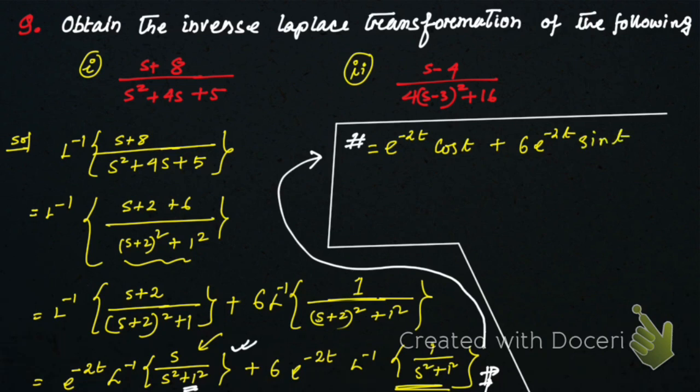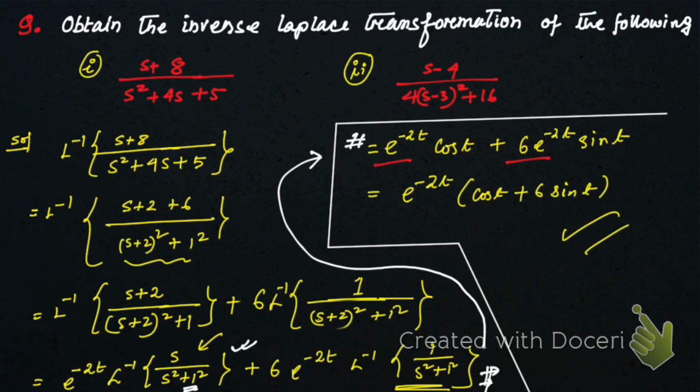So now you can take this e to the power minus 2t common, then what are you going to get? Here you see, we will get e to the power minus 2t times cos t plus 6 sine t. That is our result. So hope you have understood this. That's how we can solve the first one.